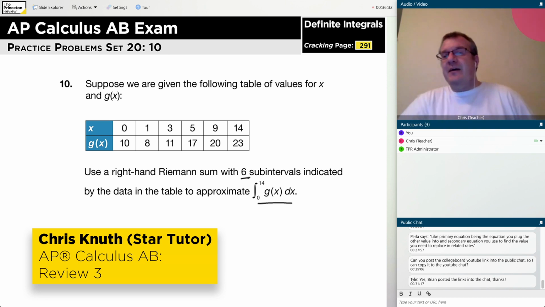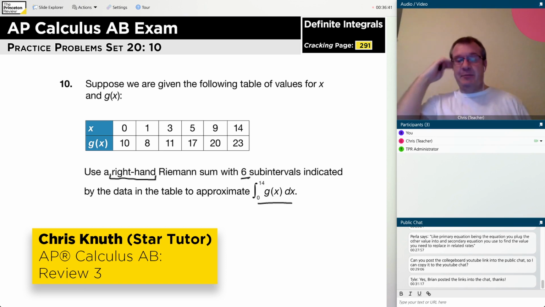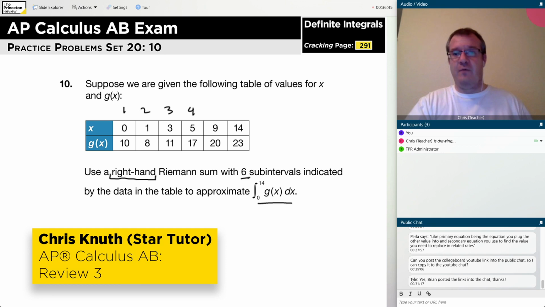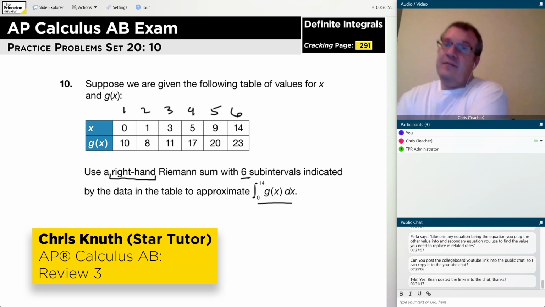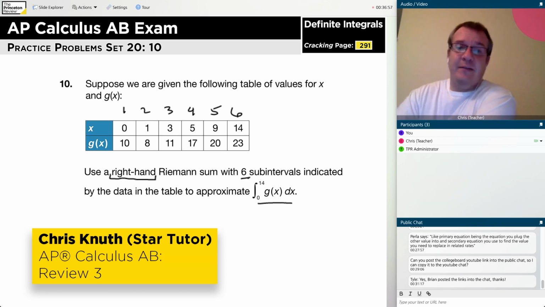But now the big secret with a Riemann sum: they have to tell you where to look. Notice how they tell me 6 subintervals, which totally checks out: 1, 2, 3, 4, 5, 6. When we get to that, if we're dealing with the right-hand sum, I'm going to be taking a look at the values that I arrive at with the right-hand Riemann sum.